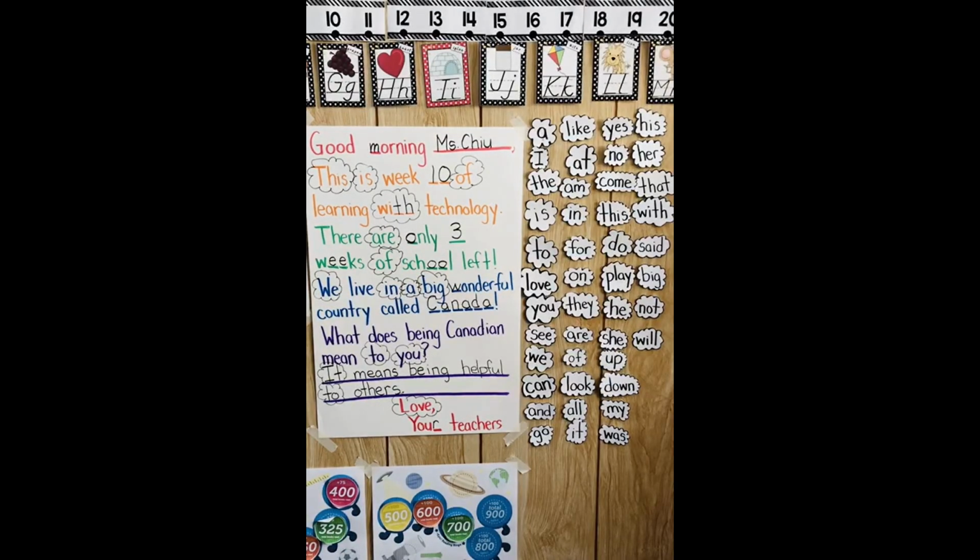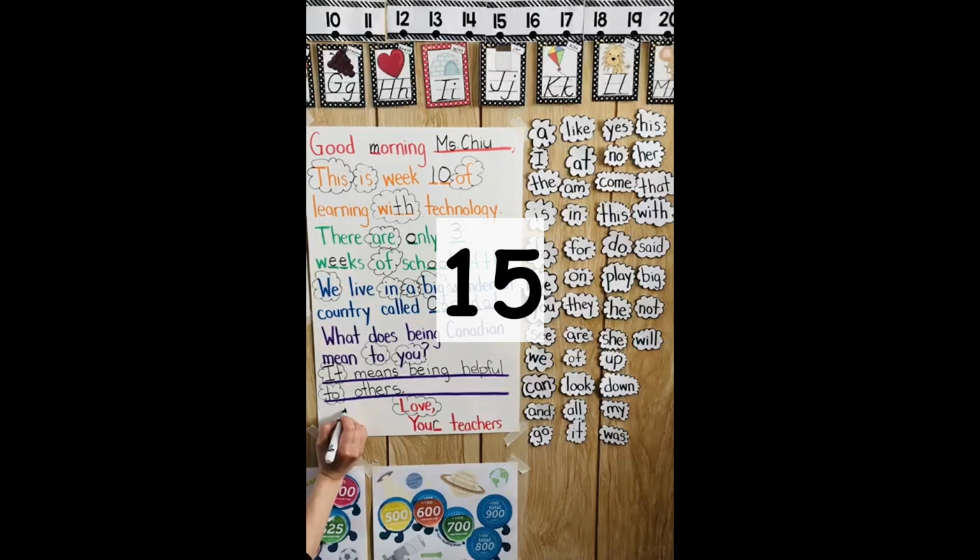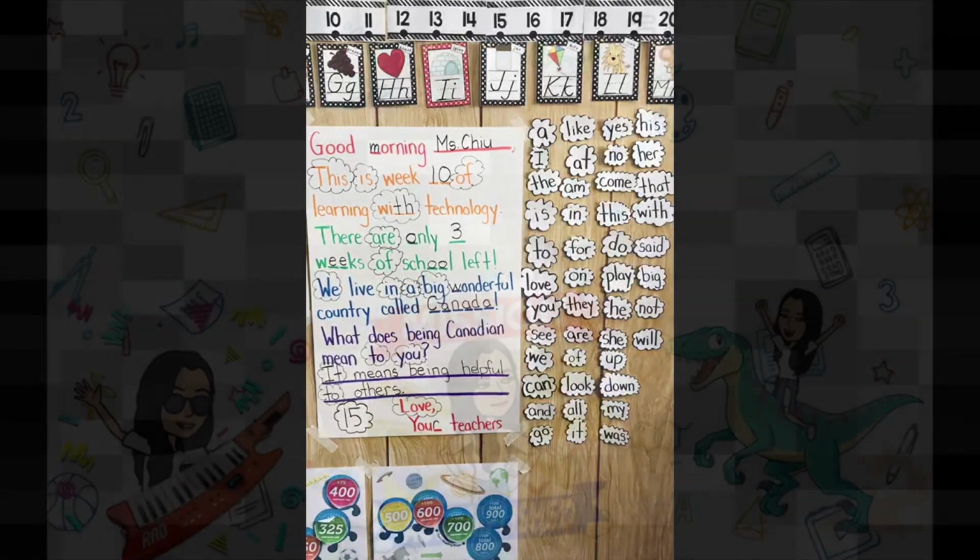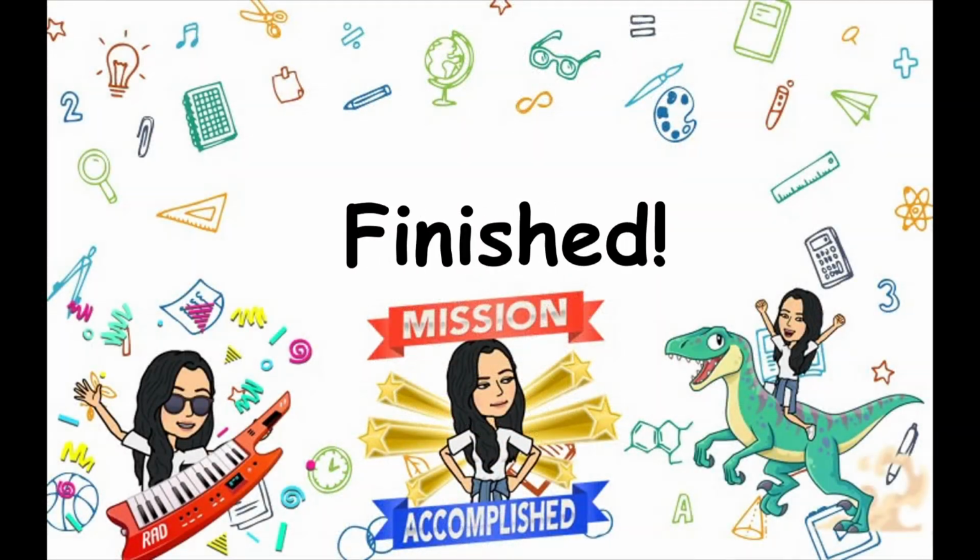Let's count all the popcorn words that we found today. 1, 2, 3, 4, 5, 6, 7, 8, 9, 10, 11, 12, 13, 14, 15. We found 15 popcorn words today. So let's write the number 15. 15 has 2 digits, a 1 and a 5. That makes 15. Congratulations! We finished today's morning meeting.